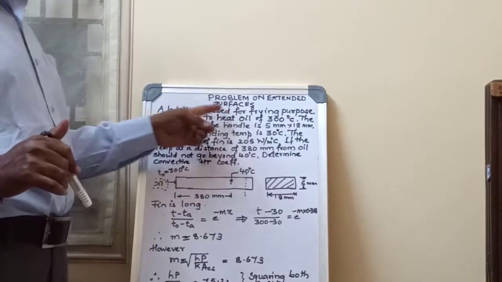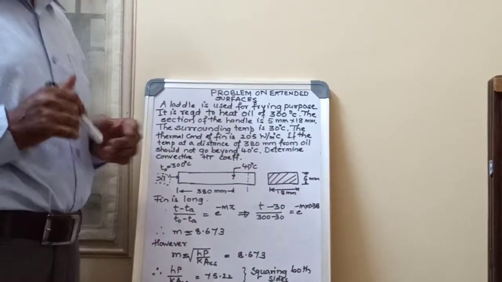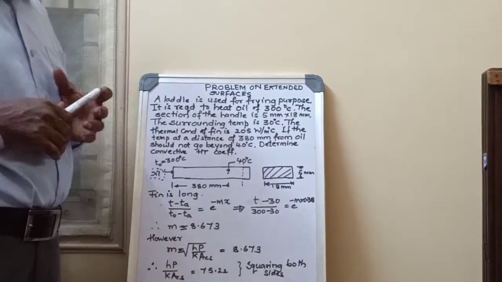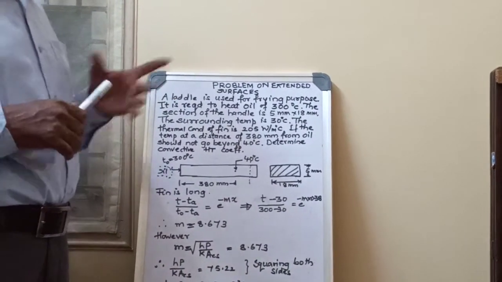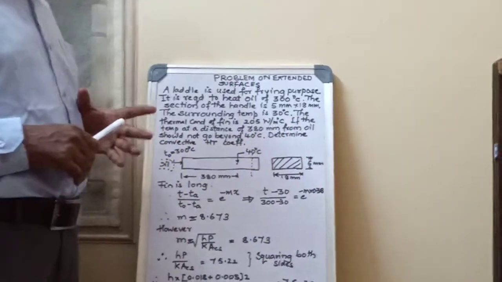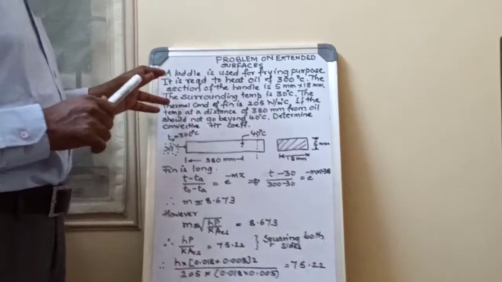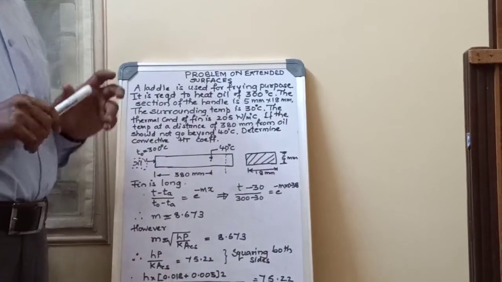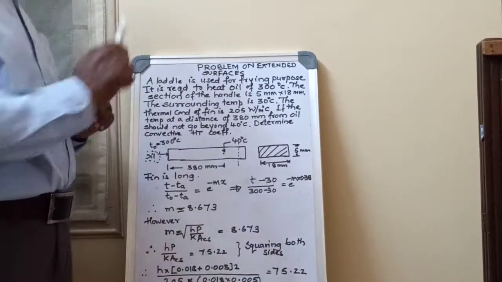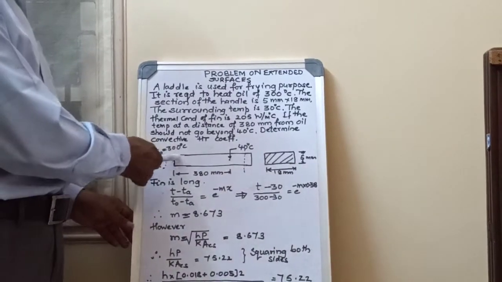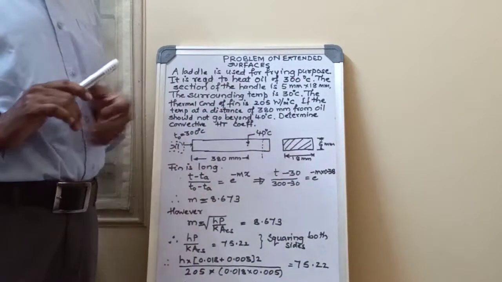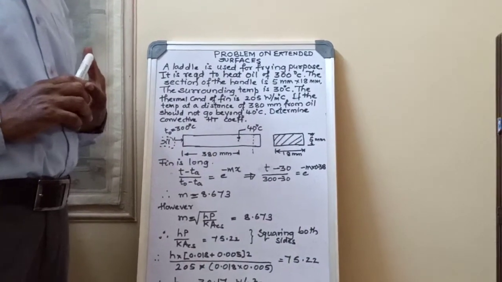A ladle is used for frying purpose. Everybody knows about frying in the kitchen, where a ladle or some utensils are used. What is the frying? It is required to heat the oil to 300 degrees centigrade. It means one end of the ladle is in the oil. This particular point is in the oil, and the oil temperature is 300 degrees centigrade.